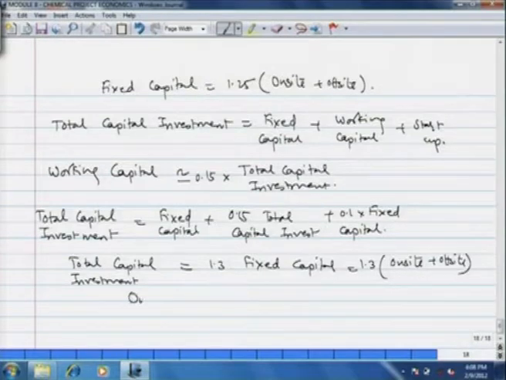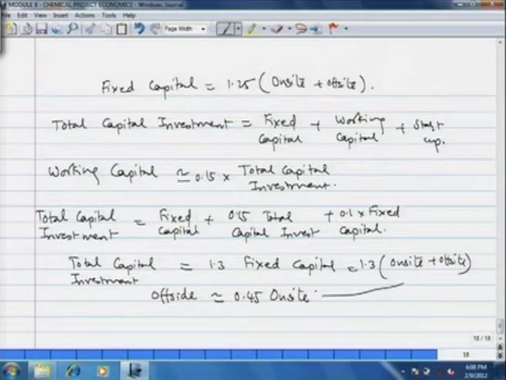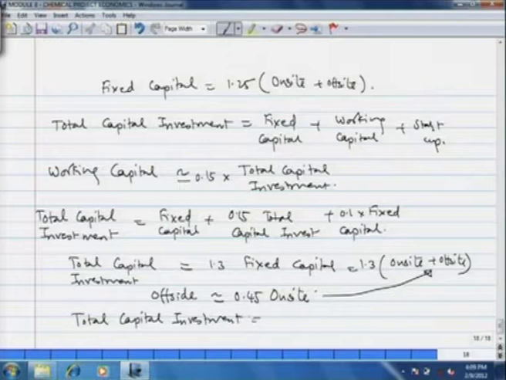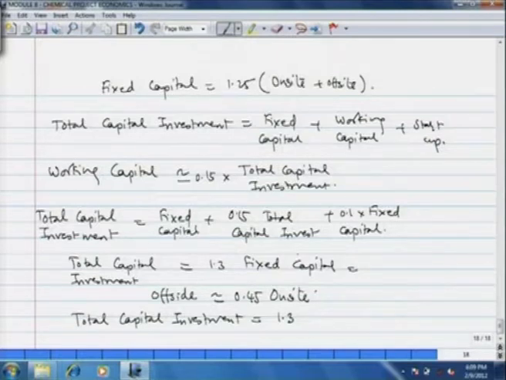and then with the assumption that we made a few minutes ago, off-site costs are typically 0.45 times on-site cost. If you substitute this here, then you get a very simple formula for total capital investment, that is equal to 1.3. Oh, here we have to multiply by a factor of 1.25, that I missed out. Please make this correction. Fixed capital is 1.25 times on-site and off-site cost. Please make this correction.